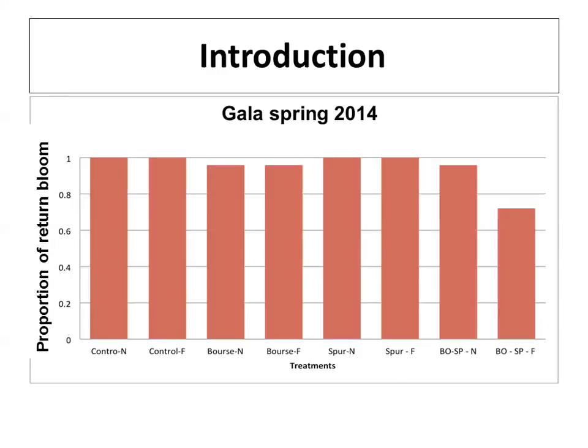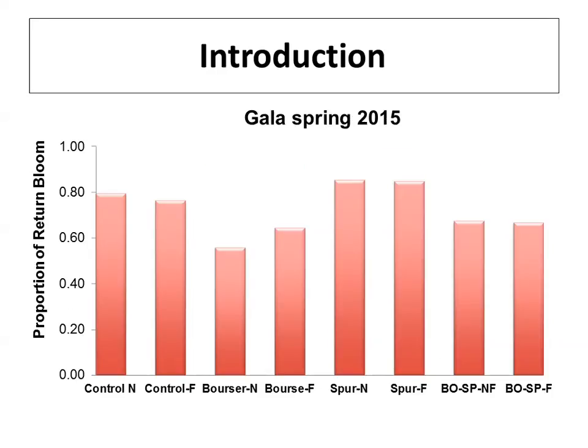So if you look at Gala, when we do this local defoliation, we still can form flowers. So you can locally defoliate a spur of a Gala tree and it forms flowers. And we repeated the same experiment again, and we still have the same trend.